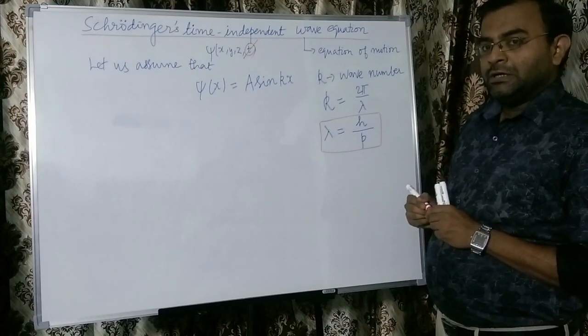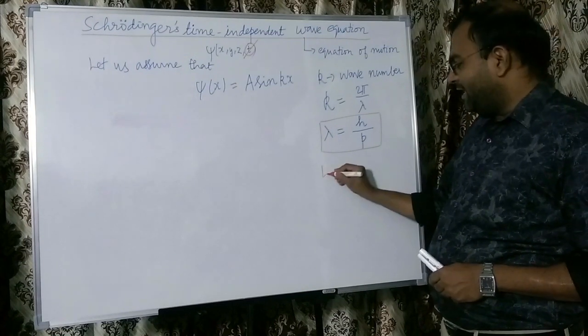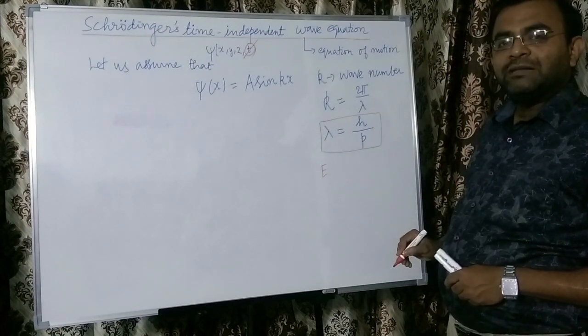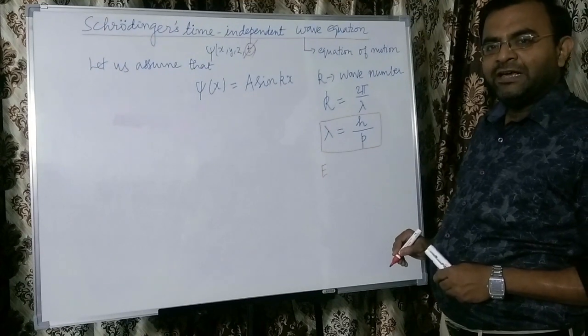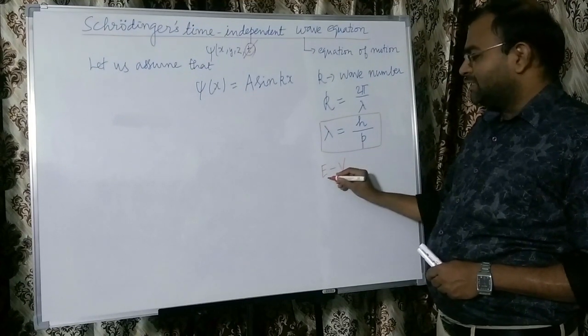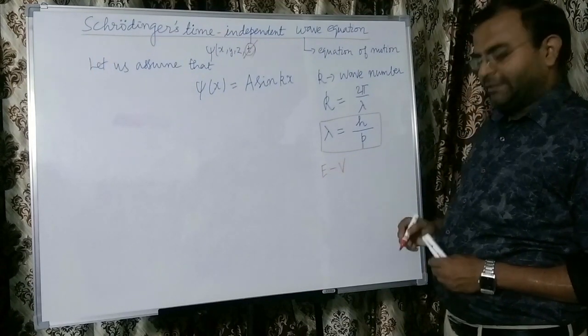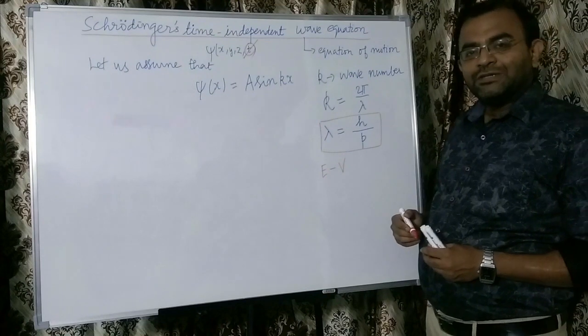Suppose the total energy of such a particle is E and the potential energy is V. Then the kinetic energy of the object when it is moving is the difference between the total energy and the potential energy. That is the kinetic energy of this object.